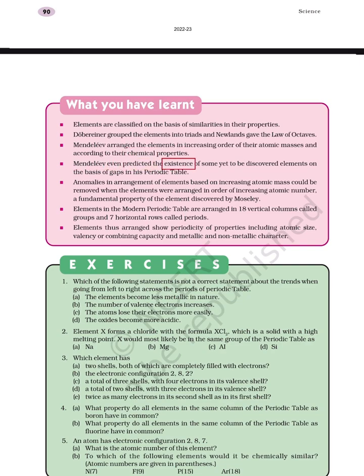Mendeleev even predicted the existence of some yet to be discovered elements on the basis of gaps in his periodic table. Anomalies in arrangement of elements based on increasing atomic mass could be removed when the elements were arranged in order of increasing atomic number, a fundamental property of the element discovered by Moseley. Elements in the modern periodic table are arranged in 18 vertical columns called groups and 7 horizontal rows called periods. Elements thus arranged show periodicity of properties including atomic size, valency or combining capacity, and metallic and non-metallic character.